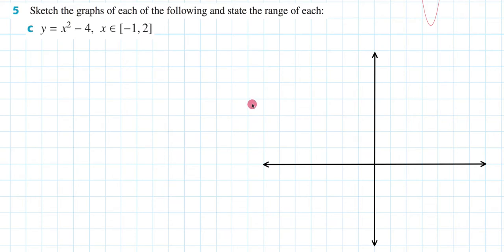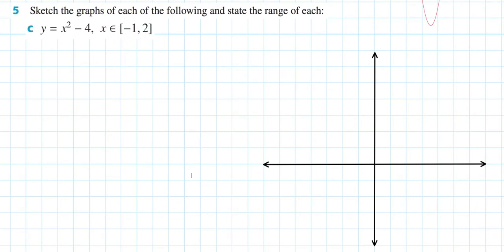So we're doing exercise 5b, and in this video I'm going to be answering question 5c, which tells us that we need to sketch the graph of each of the following and state the range of each. And here we've been given y equals x squared minus 4, where x is between -1 and 2.